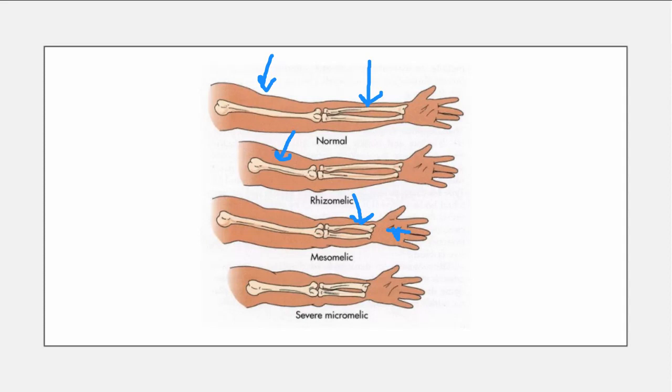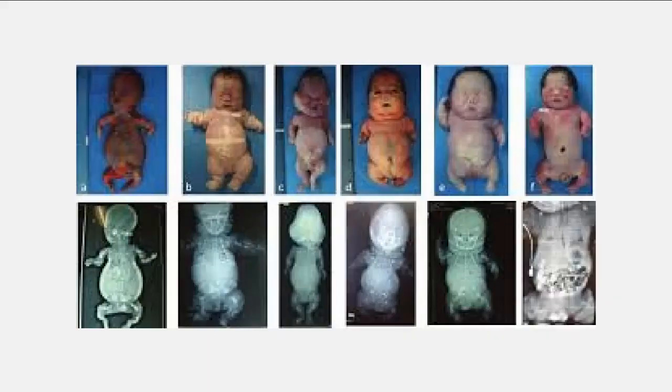Mesomelia is when our tib fib is shortened, and micromelia would be when all of those bones are shortened. Now let's go back here. So skeletal dysplasia, like we said, is a broad term, with so many different types of variations and subcategories of it. Very common, unfortunately, in the real world.